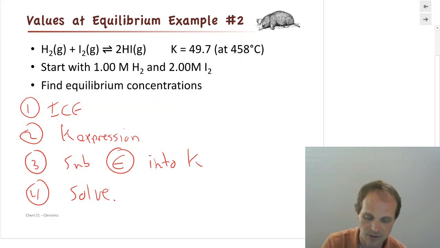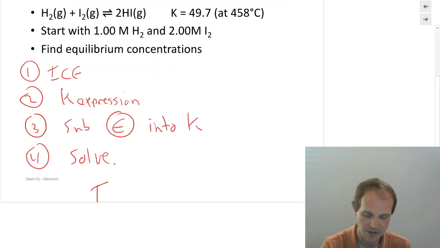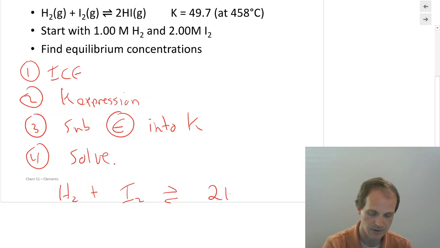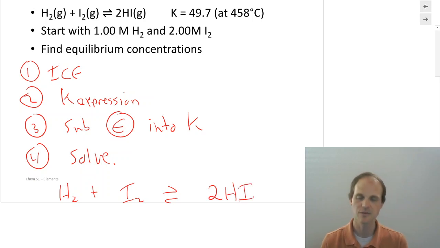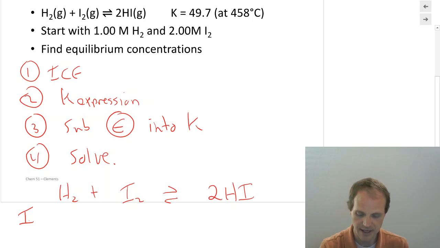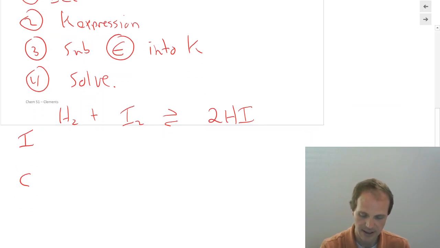Okay, so the first thing we're going to do is write our ICE table. We've got H2 plus I2 goes to 2HI. And you'll notice when I do my ICE tables, I'm not being careful about writing my phases and things like that. It's not really important to do, although you should pay attention if there's any solids or liquids, so we don't include those in our K expressions. So ICE: I, C, and E.